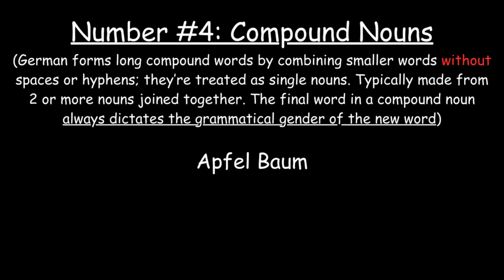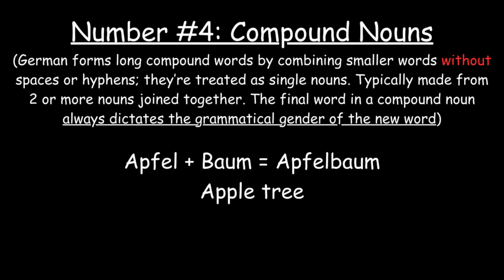An example is Apfel, Baum. Apfel is apple, Baum is tree. To make a compound noun, we combine the words into one. Apfelbaum, Apfelbaum. Apfelbaum is an apple tree, and the compound noun is masculine and capitalized.